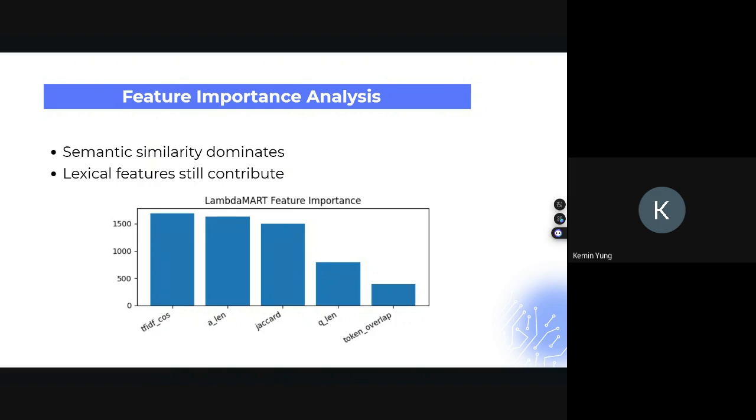Feature importance analysis shows that semantic similarity dominates ranking decisions, while lexical features still contribute meaningfully. Next slide, please.